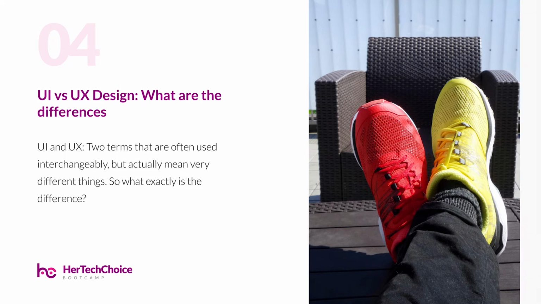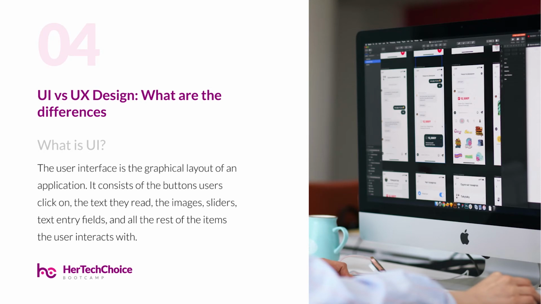Well, first off, we'll talk about UI. What is UI? The user interface, which is the full meaning of UI, is the graphical layout of an application. It consists of the buttons users click on, the text they read, the images, sliders, text entry fields, and all the rest of the items the user interacts with.